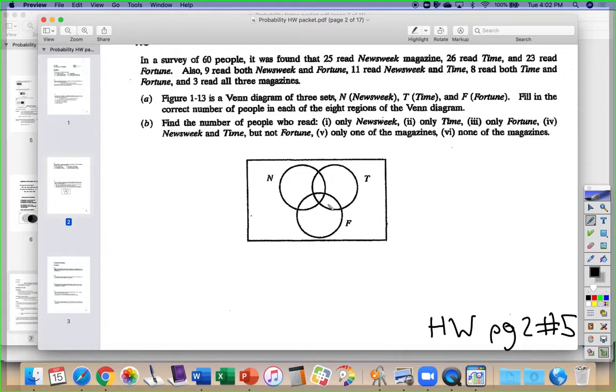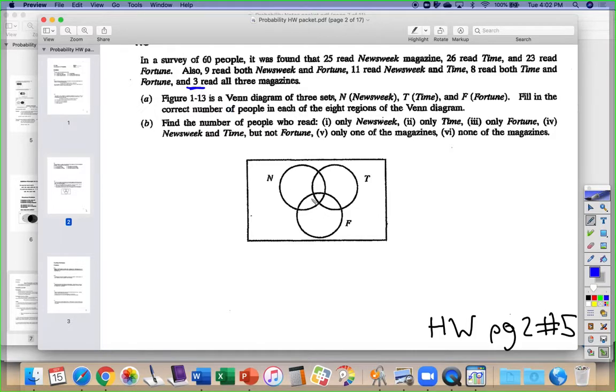If you always think work on the inside first, you will always set yourself up for success. Here we go. In a survey of 60 people, it was found that 25 read Newsweek. So this whole circle is 25. 26 read Time. This whole circle is 26. 23 use Fortune. Whole circle. 9 read both Newsweek and Forbes. 11 read Newsweek and Time. 8 read Time and Forbes. 3 read all 3. This is where you start.